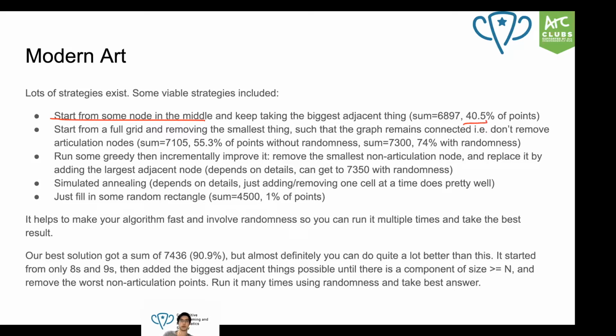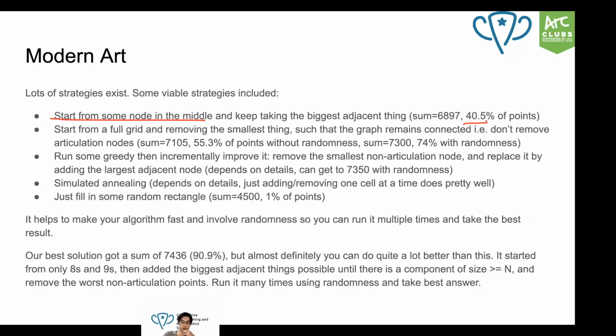Now, some better strategies are listed. You can start from the full grid and remove the smallest thing. So it's kind of doing it the other way around. But you have to be careful that you don't remove stuff so the graph gets disconnected, because the graph has to be connected at the end. Otherwise it would be a very easy problem if the graph didn't have to be connected at the end.